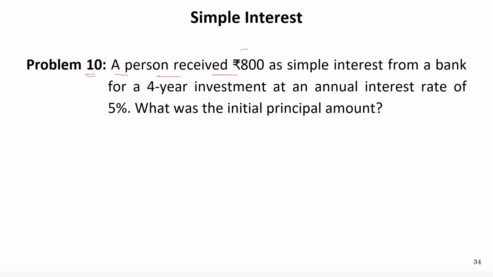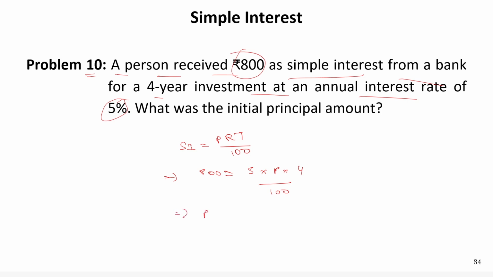A person receives 800 rupees as simple interest from a bank for a 4-year investment at an annual interest rate of 5%. What was the initial principal amount? SI is equal to PRT by 100, right? So this implies that 800 is equal to P into 5 into 4 by 100. So P is equal to 800 into 100 by 5 into 4, where this is 25 and this is 16.